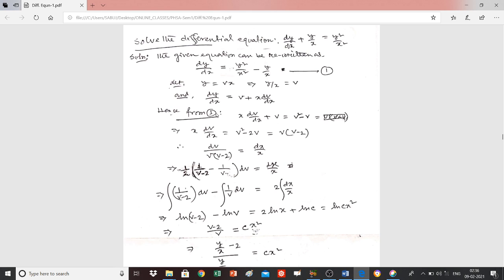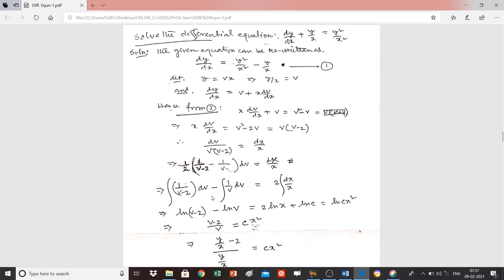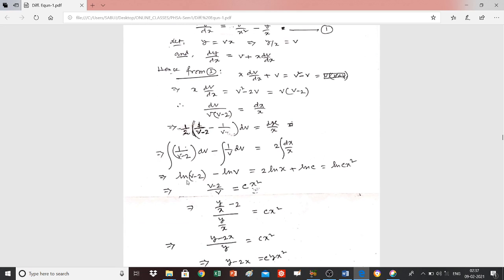After doing that, the left hand side will provide you x dv by dx is equal to v square minus 2v, and then dv by v into v minus 2 is dx by x, and this can be written as half of 1 by v minus 2 minus 1 by v dv is dx by x. Just integrate this. After integration you get log of v minus 2 minus log v, that is equal to 2 log x plus log c, which you can write as log x square plus log c, that gives log c x square. And from here you can write v minus 2 by v is equal to c x square.